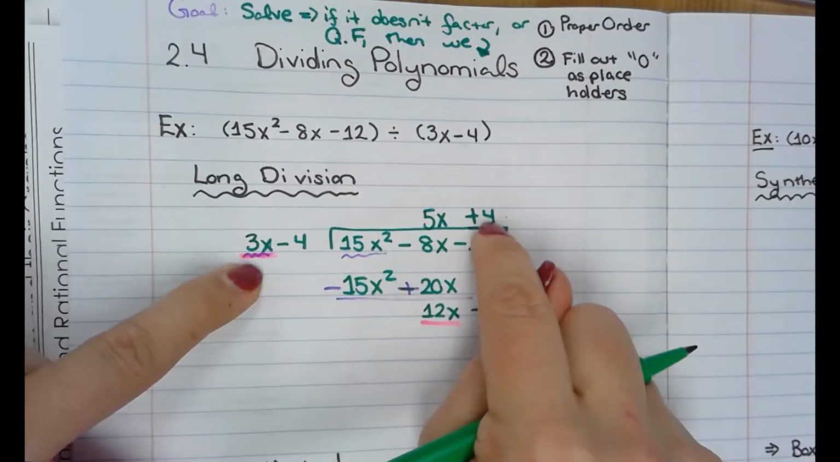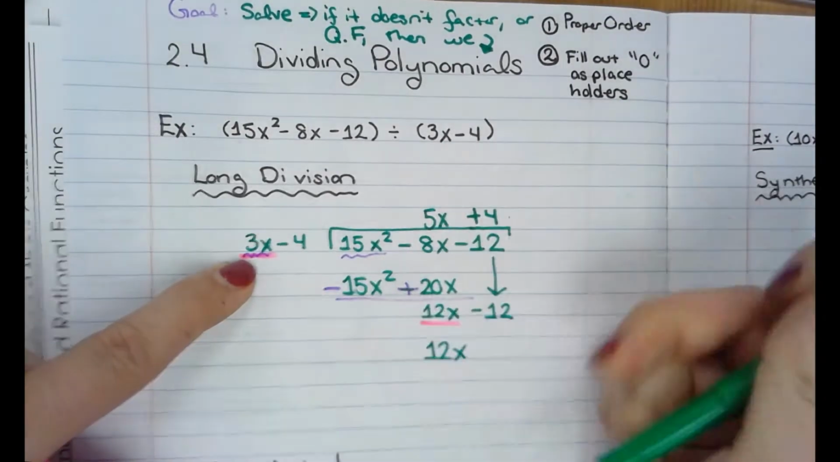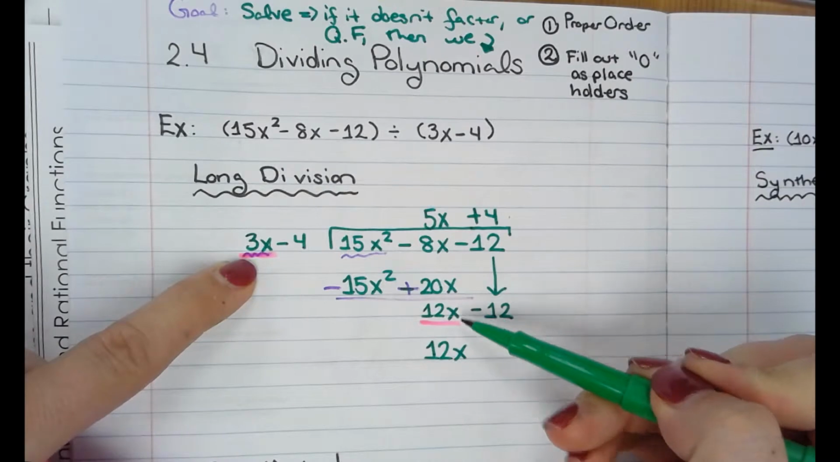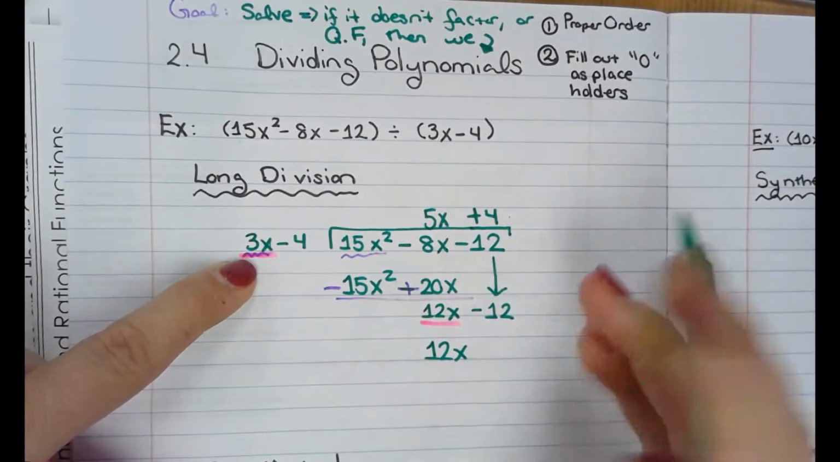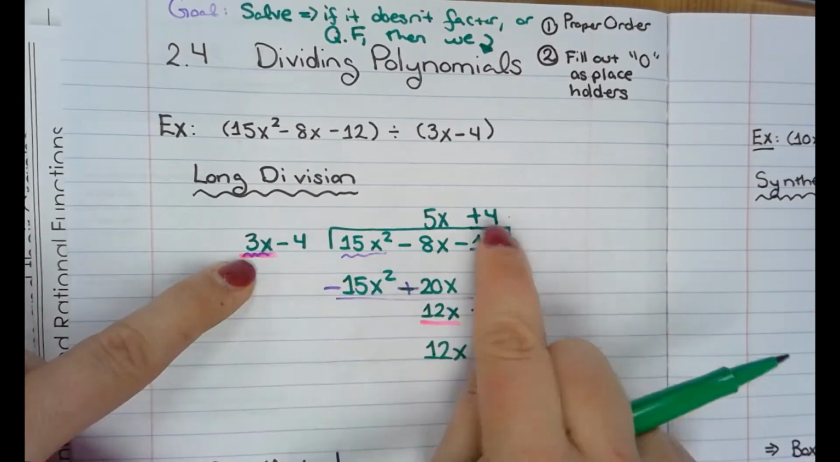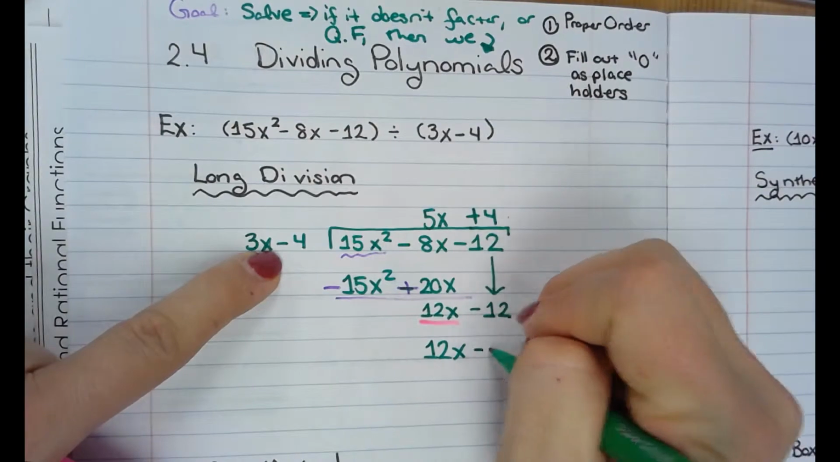So here we go. 4 times 3x, 12x. Pause right here and look. Are these the same number? Yes, then you have the right number up here. Okay, keep distributing. 4 times 3x is 12x. 4 times negative 4 is negative 16.